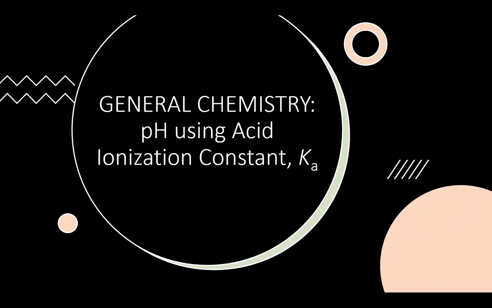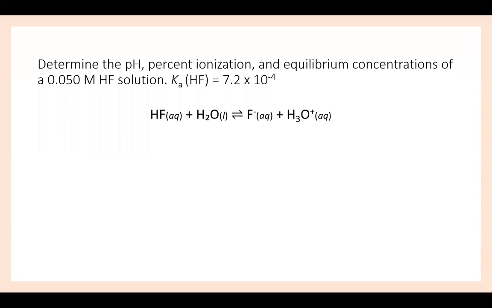Welcome. In this general chemistry tutorial, we'll look at calculating the pH of a weak acid solution using the acid ionization constant Ka. So we want to determine the pH, percent ionization, and equilibrium concentrations of a 0.050 molar HF solution. And we're given the Ka of HF as 7.2 times 10 to the minus 4.